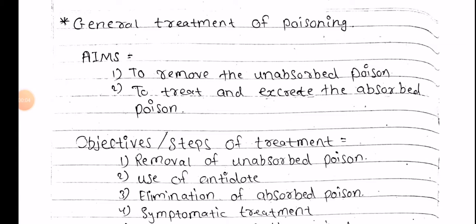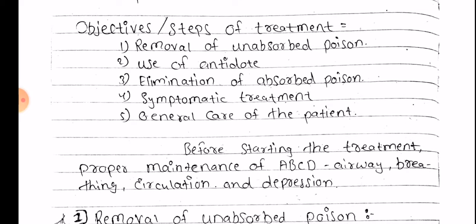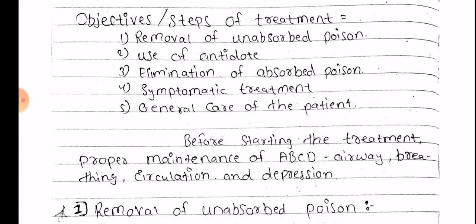So we'll continue with our general toxicology series with our next important short note, general treatment of poisoning. Very important from the view of examination. General treatment of poisoning. Aim: to remove the unabsorbed poison, to treat and excrete the absorbed poison. Objectives and steps of treatment: removal of unabsorbed poison, use of antidote, elimination of absorbed poison, symptomatic treatment, general care of the patient. Before starting the treatment, proper maintenance of ABCD, airway, breathing, circulation and depression is taken note of.